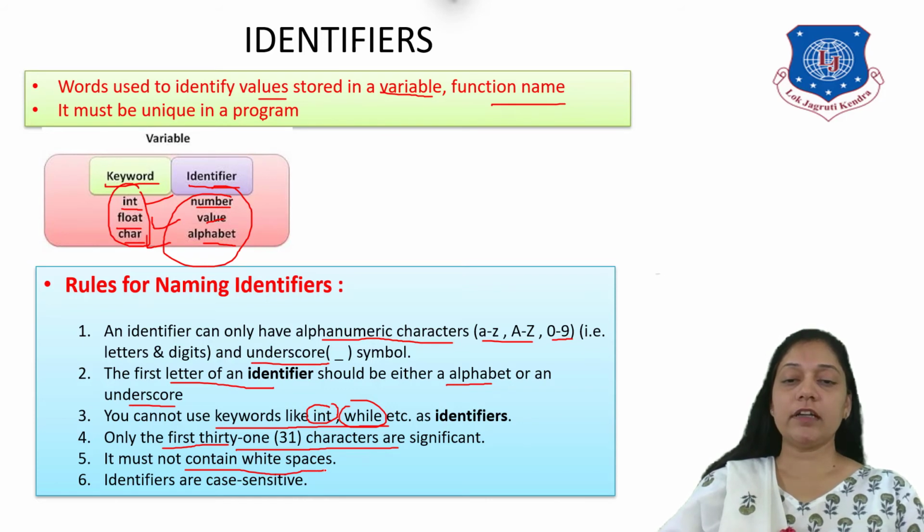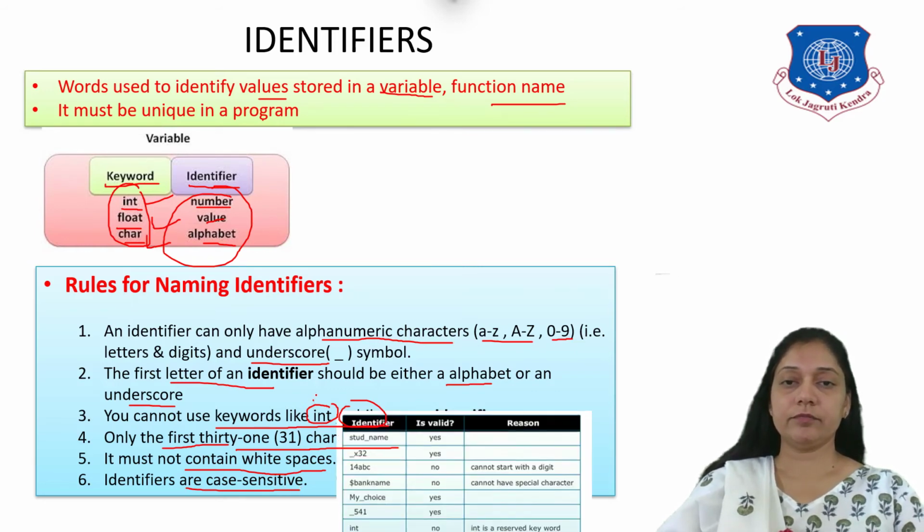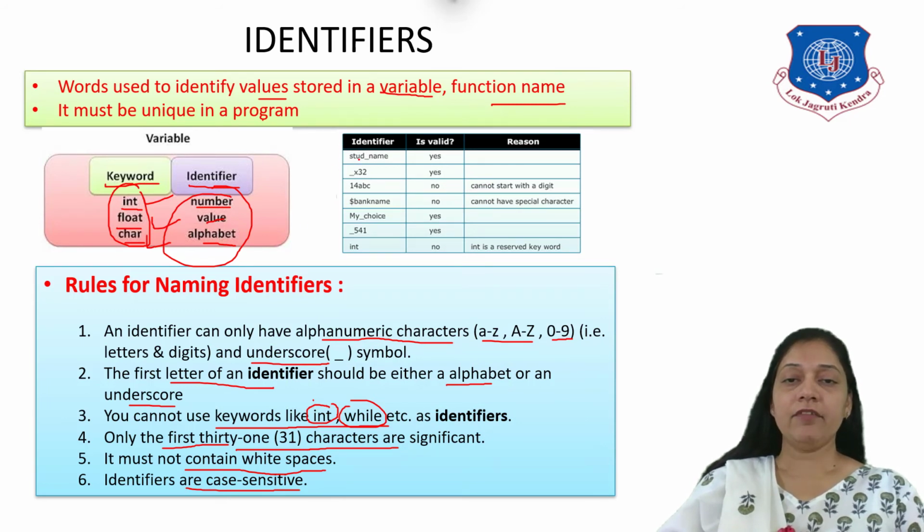The identifier should not have a space in between. And all identifiers are case sensitive. The capital and small letter names of an identifier are different in the C language, so they are case sensitive. Say for example, I have an identifier name std_name. It has characters and an underscore, so it's a valid identifier name. The next is _x32. I have a number, I have characters, and I have an underscore, so this is also a valid identifier name.